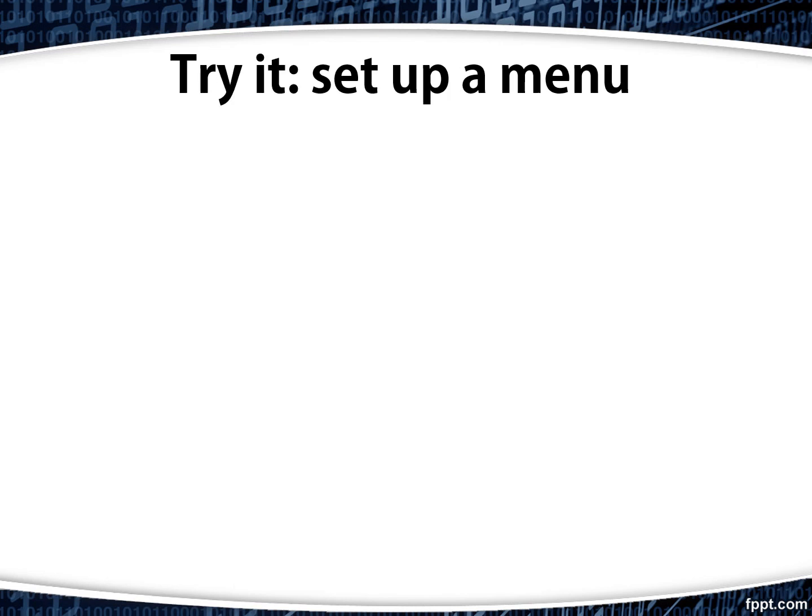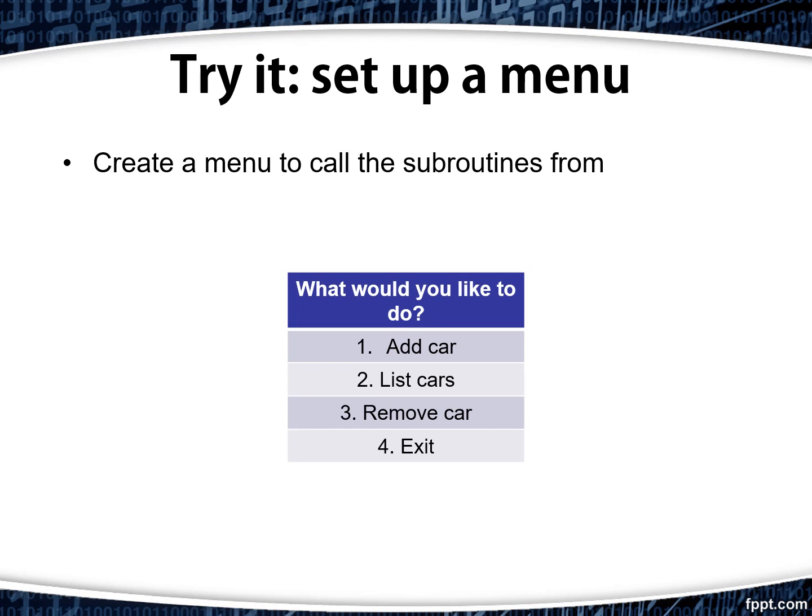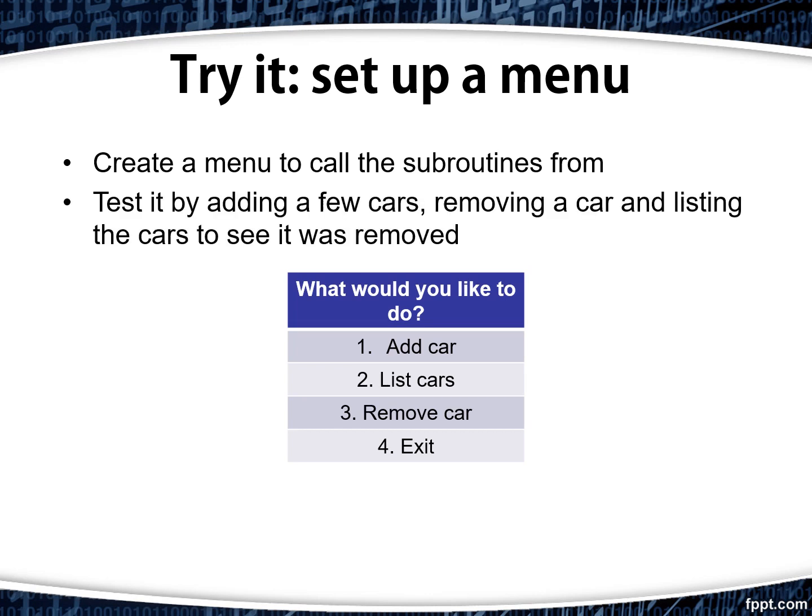Finally, it's time for you to create a menu to call the subroutines from. Test it by adding a few cars, removing a car, and listing the cars to see if it was removed. Pause this video now while you create your own answer, and then I'll take you through the solution.